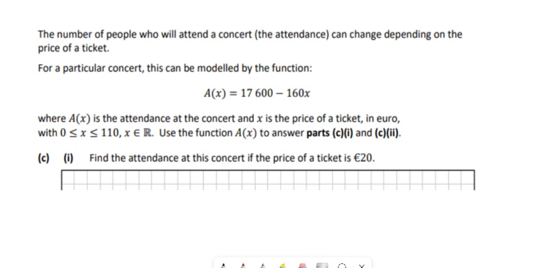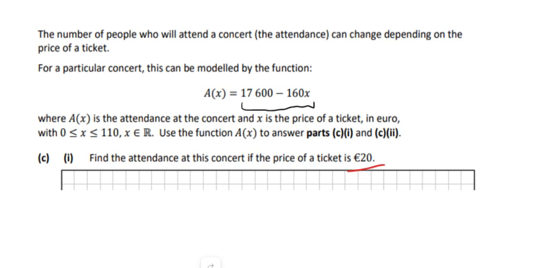Right, and here we're given a function. This is the attendance at the concert, and it just depends on the attendance. So you put in whatever number attend the concert. X is the price of the ticket, I mean. So it's quite unusual really. So the bigger number you put in for the X, the higher the price of a concert, the more people that will go, apparently, with this function.